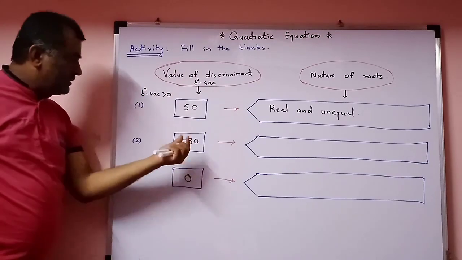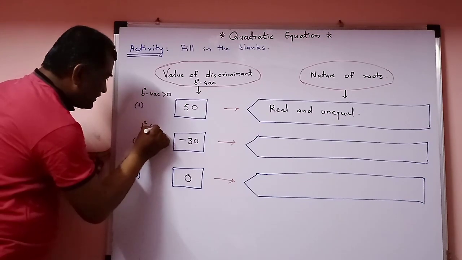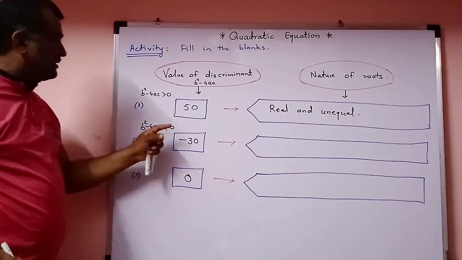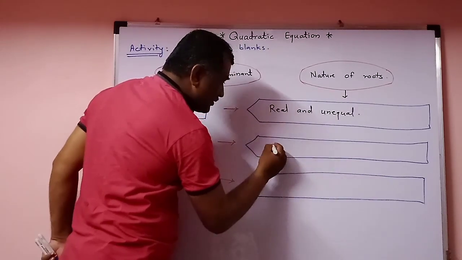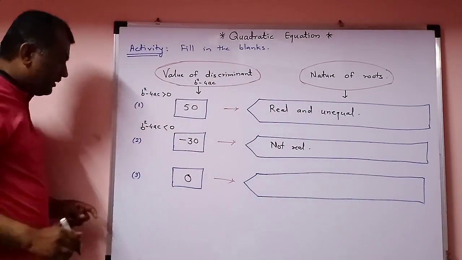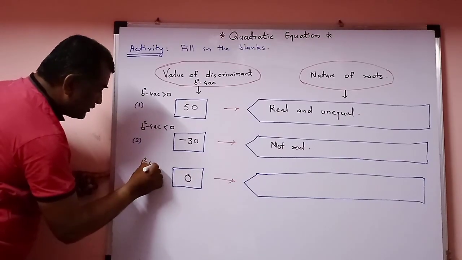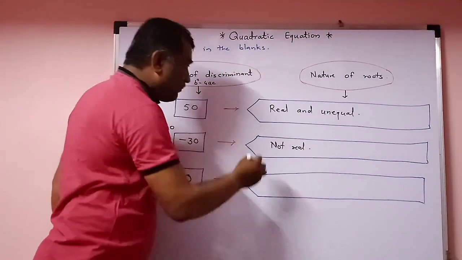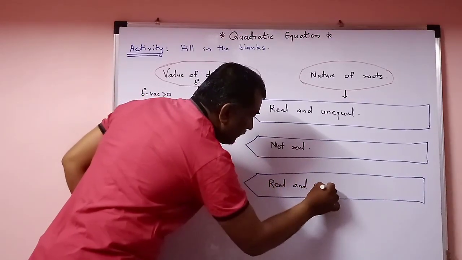हिअर बी स्क्वेअर मायनस 4ac, -30 मीन्स स्मॉलर दॅन 0. बी स्क्वेअर मायनस 4ac इज स्मॉलर दॅन 0. देअरफॉर nature of roots of this quadratic equation are not real. And third, here the value of discriminant is 0, means b square minus 4ac is equal to 0. If b square minus 4ac is equal to 0, then nature of roots are real and equal.